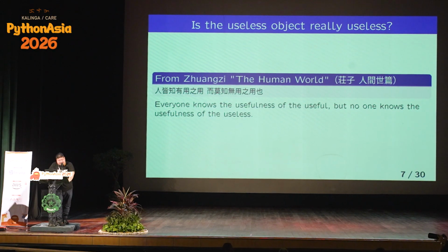It's really useless. So let me show you a quote. This is from Zhuangzi, an ancient Chinese philosopher who lived about 2,300 years ago. The quote says: everyone knows the uselessness of the useful, but no one knows the usefulness of the useless.